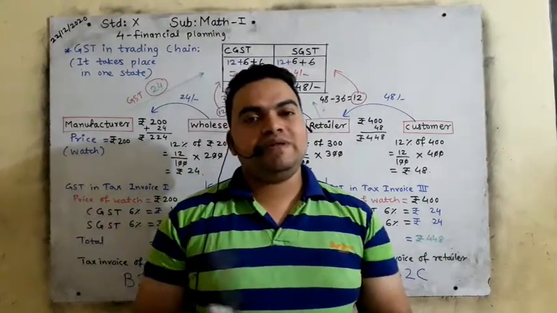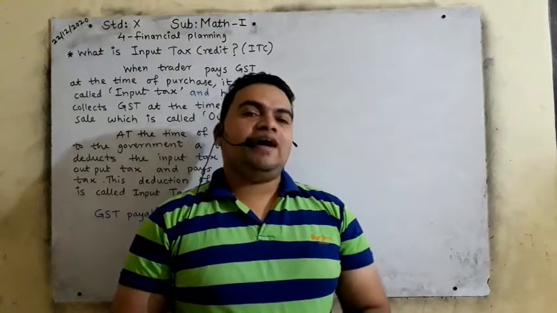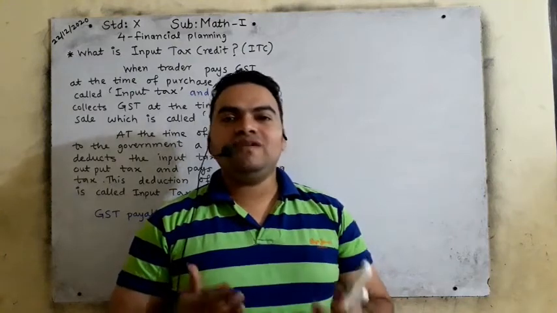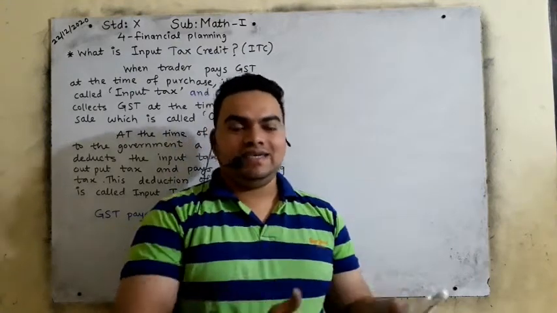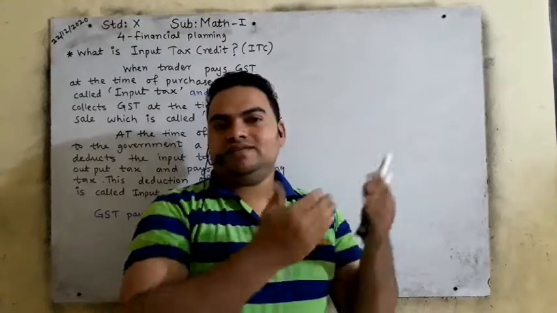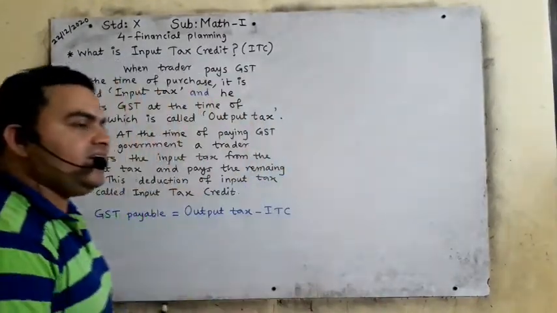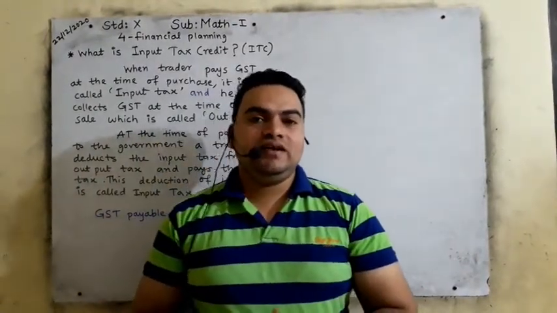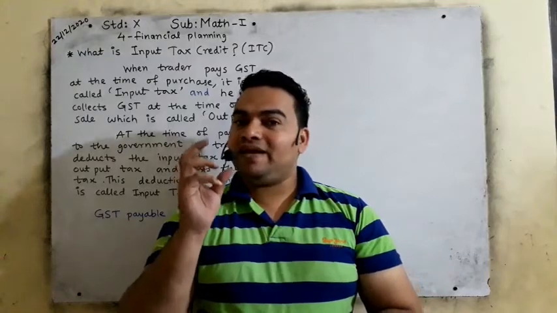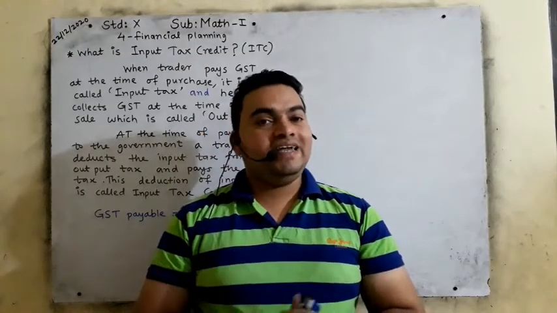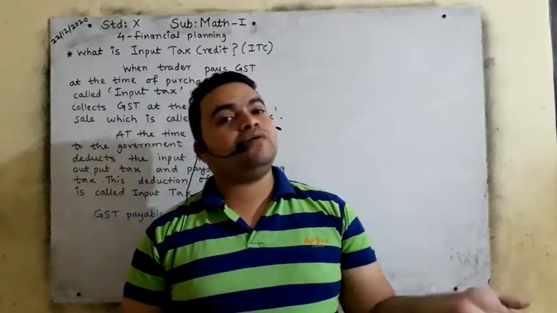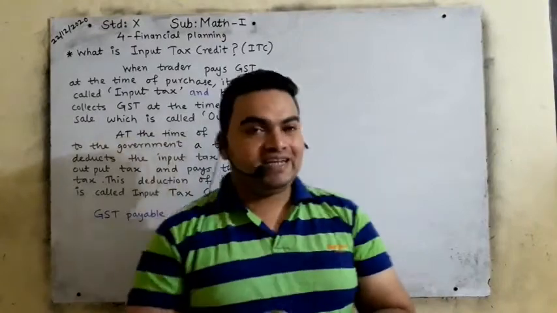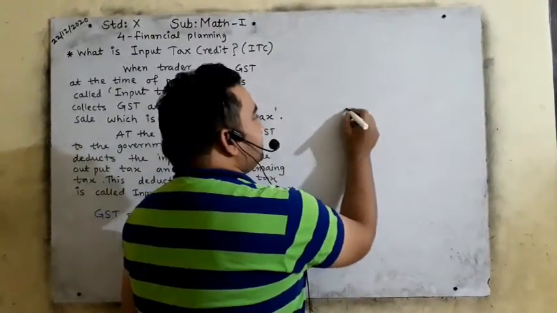I hope you understood this explanation. So my dear students, after the explanation of GST in the trading chain in one state, now we will see what is ITC, input tax credit. As I have explained while explaining the GST in the trading chain, the manufacturer has decided the price of that watch is 200 rupees, right? But he has taken 12% GST from the wholesaler. The wholesaler paid 12% GST on 200 rupees, that is 24 rupees, right?